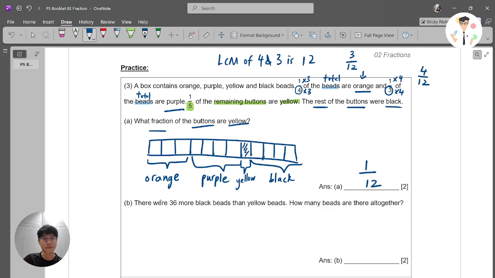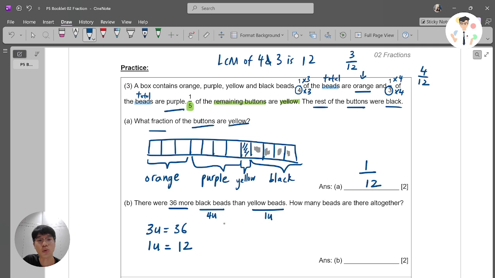Okay, next part. There were 36 more black beads than yellow. So black is more than yellow. How many more? 36 more. Black, we have how many units? 1, 2, 3, 4. So black, I have 4 units. Yellow, I have 1 unit only. So 4 is how many more than yellow? It's 3 units, right? So the question is saying that 3 units is equal to 36, because 4 minus 1 is 3 units, and they say it's 36 more.